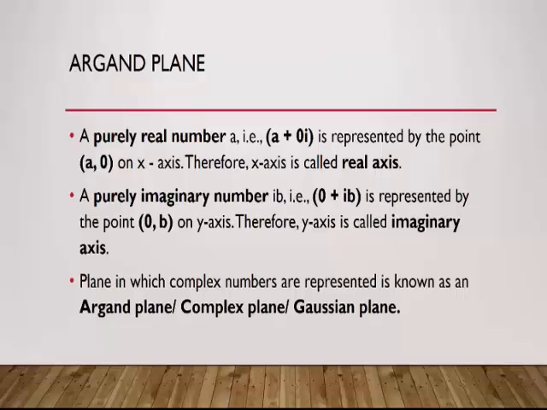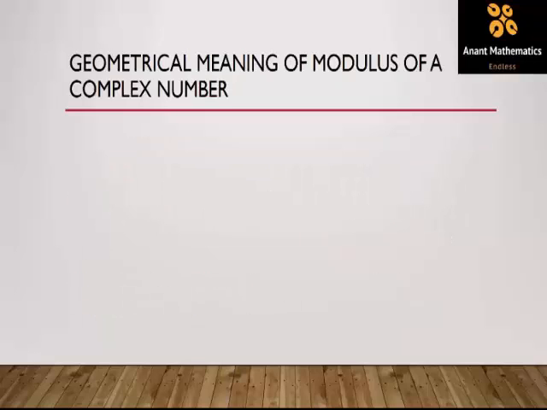A purely imaginary number means the real part of the number is 0. It will be of the form ib and can be written in standard form as 0 + ib, represented by the point (0, b) on the y-axis. Since every point on the y-axis will be of the form (0, b), the y-axis is called the imaginary axis. The plane in which complex numbers are represented is known as the Argand plane, complex plane, or Gaussian plane.